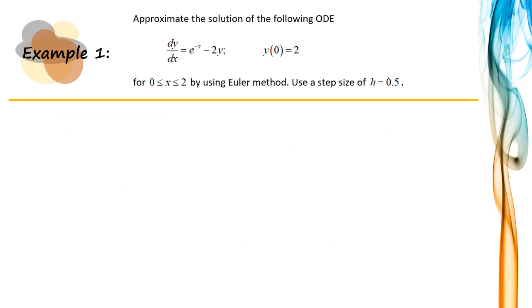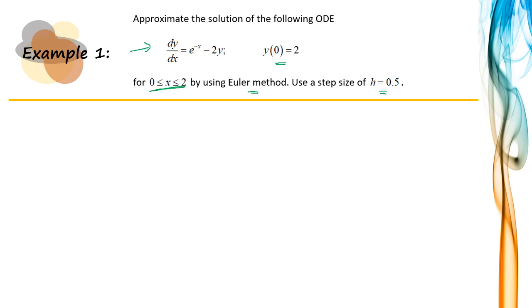Okay, for better understanding, let's try to solve one example. Approximate the solution of the following ODE. So this is our differential equation: dy/dx is equal to exponent of minus x minus y, where the initial condition given to us is when x is equal to 0, y is equal to 2. For the interval, x starts from 0 until 2, by using Euler method. Given also our step size, h is equal to 0.5.